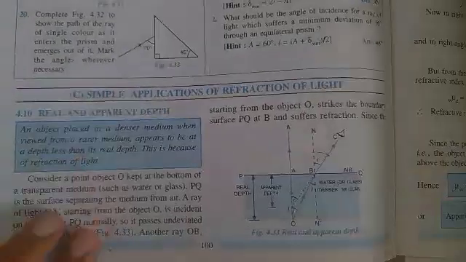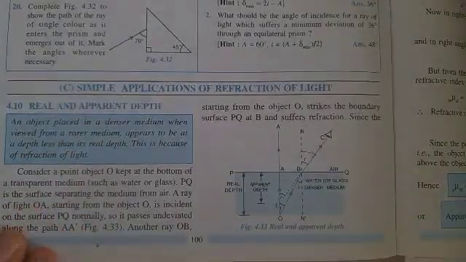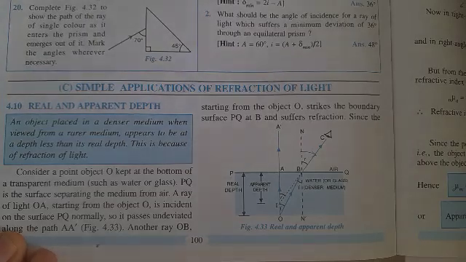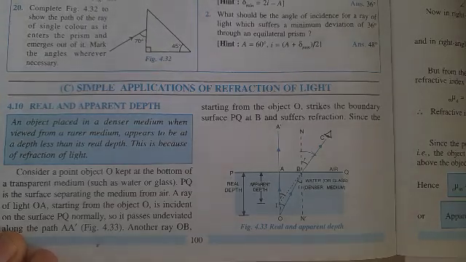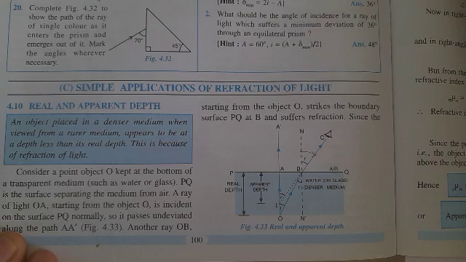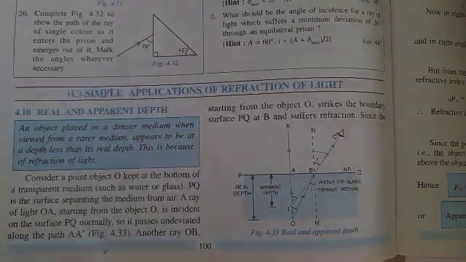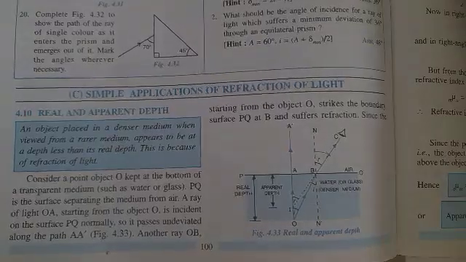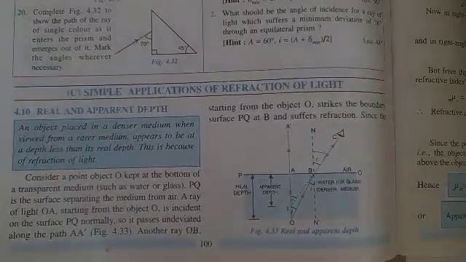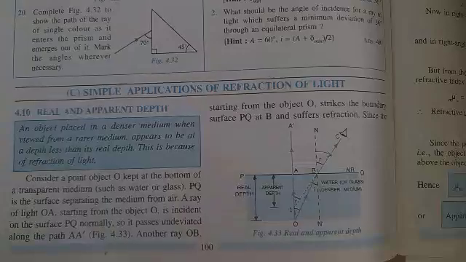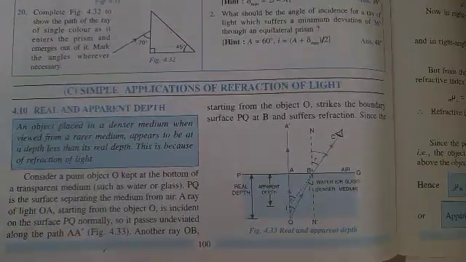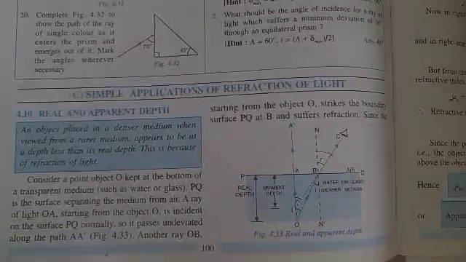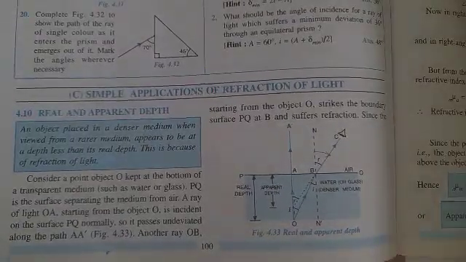Unit C, the real and apparent depth. Real and apparent depth in the sense of the different applications of refraction in day-to-day life. Where do we find this application in day-to-day life? You must have seen somebody swimming in the swimming pool and their legs look as if they are squeezed. Or when you look at the swimming pool from an angle, you find the floor of the swimming pool is higher than it actually is. Different types of effects that we have in day-to-day life.